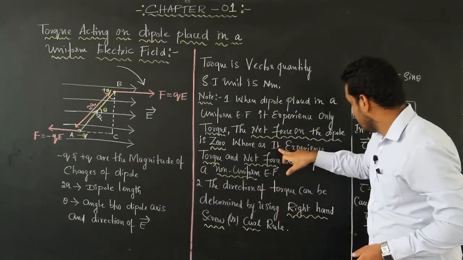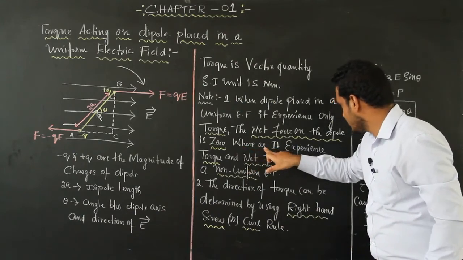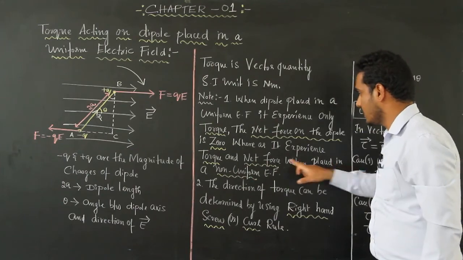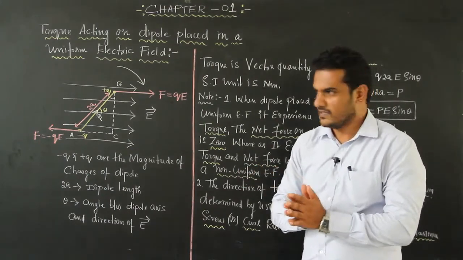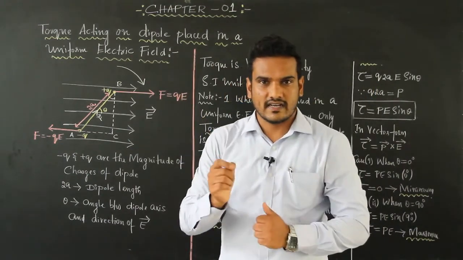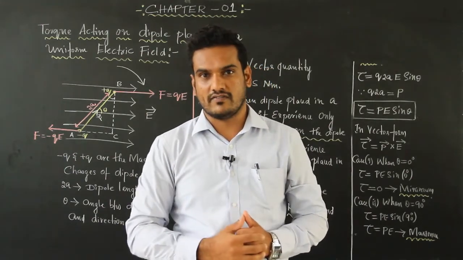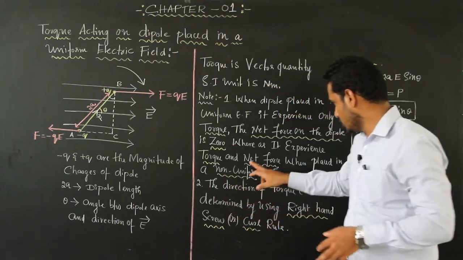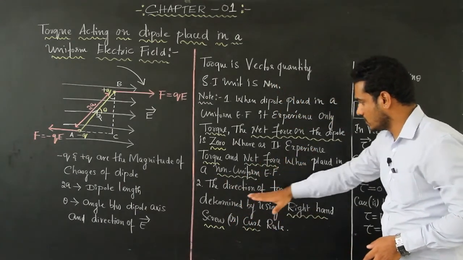Then the next point, see here, whereas it experiences torque and net force when placed in a non-uniform electric field. The same dipole, instead of keeping in a uniform electric field, if it is kept in a non-uniform electric field, it experiences both torque and net force.